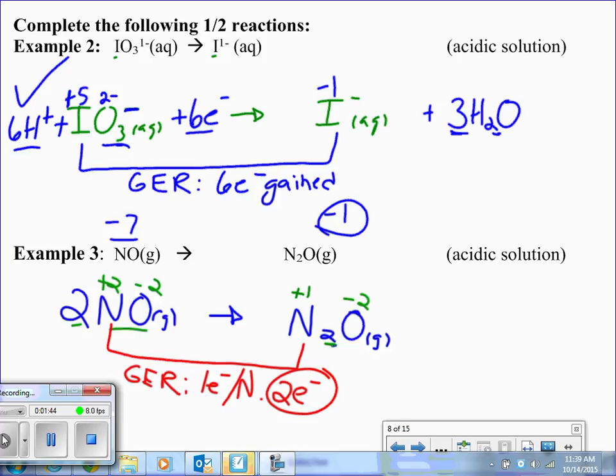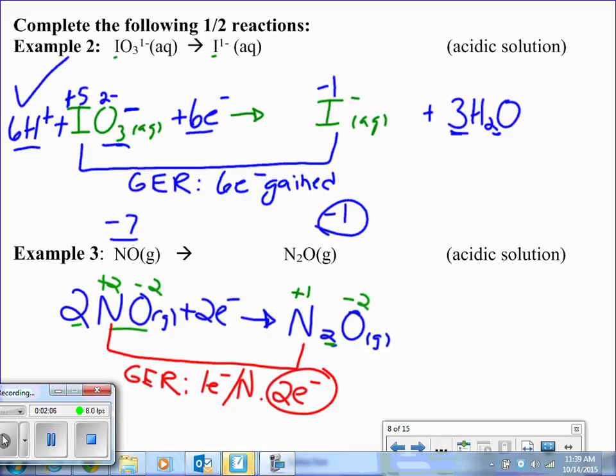Step 4, balance the electrons. So if we had an oxidation and a reduction reaction, we would balance them. But because it's just a half reaction, we add the electrons to whichever side they belong. So gain electrons reduction, we show the electrons on the reactant side. So I'm going to add the 2 electrons there.